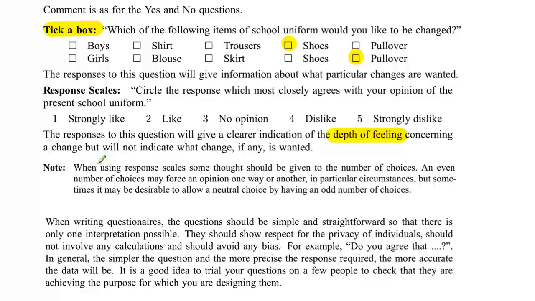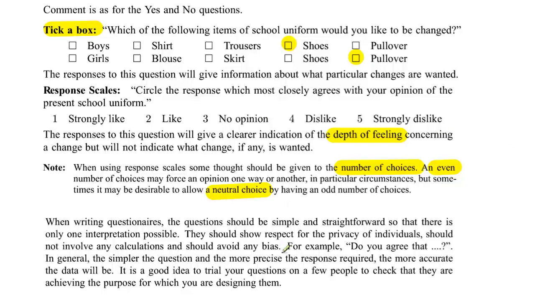There's a note here that's important. It says, when using response scales, some thought should be given to the number of choices. Now, a response scale here has an odd number. And what it says here, if it's an even number, then people have to make a choice one way or the other. I like it on this side, or I dislike it on this side. So if this one wasn't here in the middle, they wouldn't have a way of saying I have a neutral feeling about it. So it may be a good idea to have at least one neutral area so that people, if they don't really care either way, they don't have to make a decision that they wouldn't really want to make.